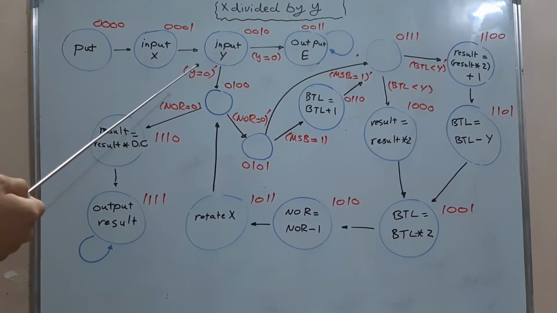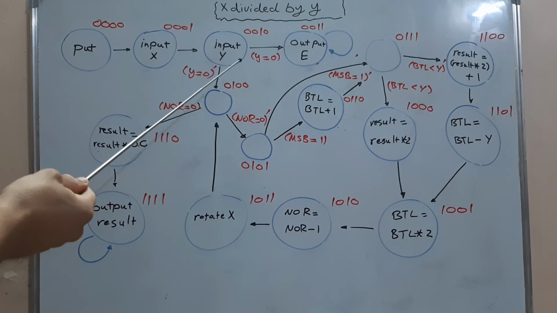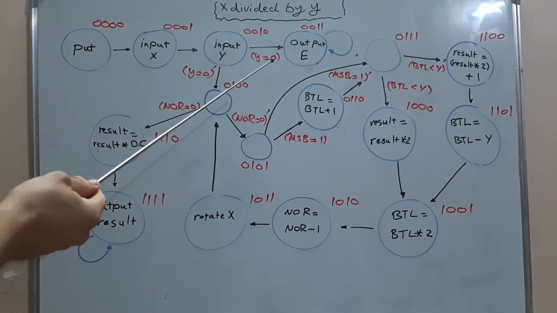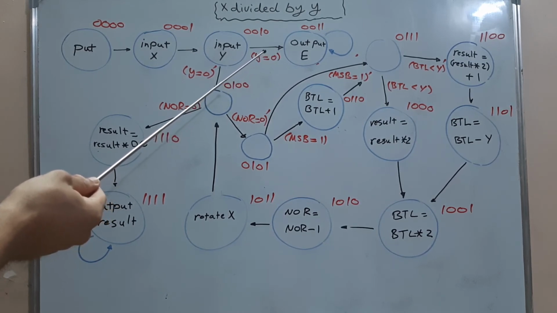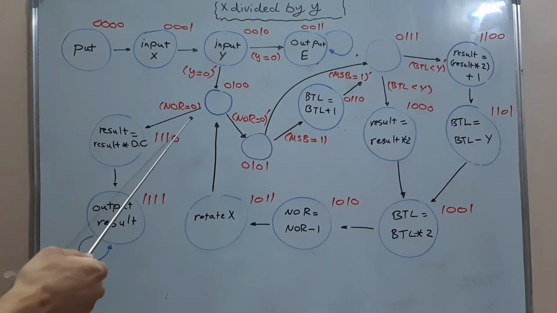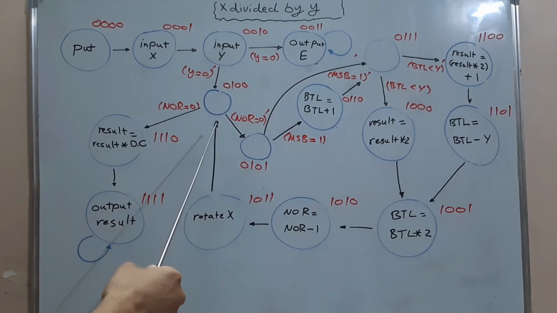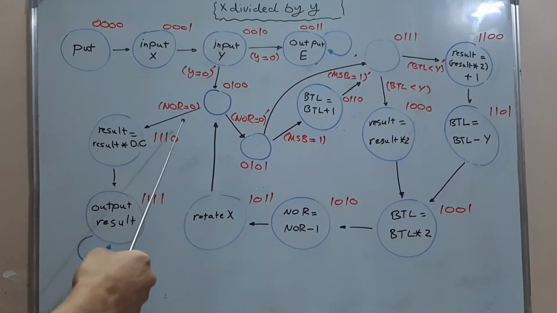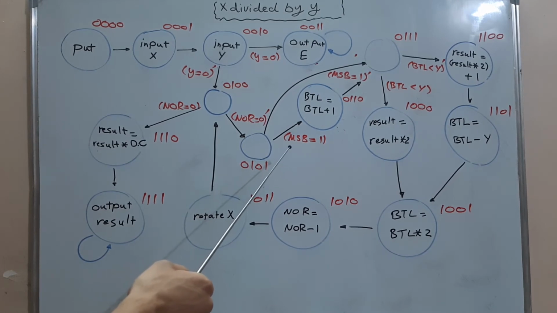Then, after state 2, the computer system will test whether Y is equal to 0 or not. If Y is equal to 0, then it will go to state 3, where the output of E will occur, and state 3 will go back to itself. Else, it will go to state 4. In state 4, nothing will happen, but after it, the computer system will test whether NOR is equal to 0 or not. If it's not equal to 0, then it will go to state 5, and in state 5 also there will be nothing, but after it, the computer system will test whether MSB is equal to 1 or not.